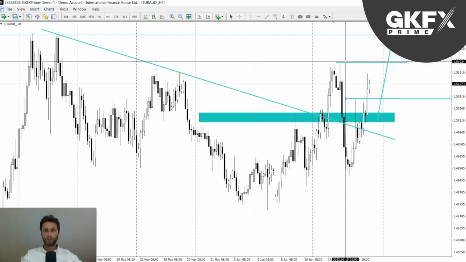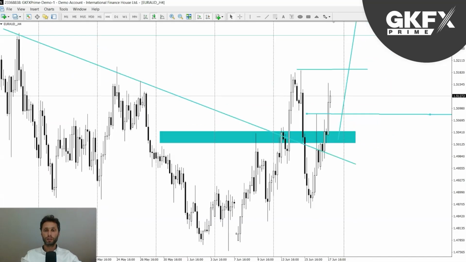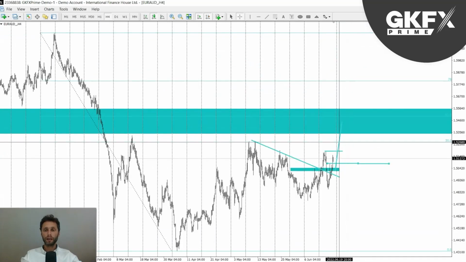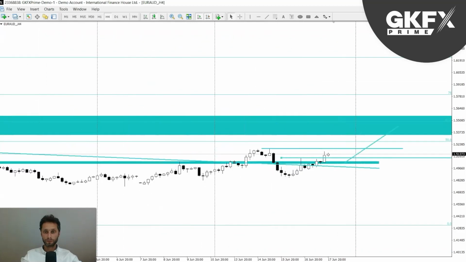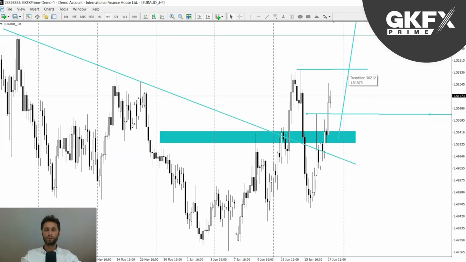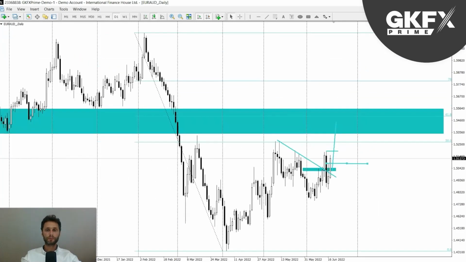And of course, if it breaks this high, that would add more argument to the bullish side, and we may get a retracement here. The market may, after it breaks this high, create retracements, and then we're going off into the higher levels on the higher time frame. That's the Euro Aussie.